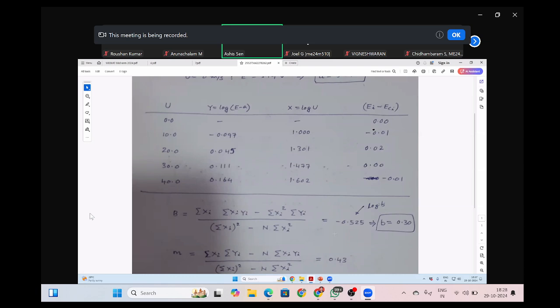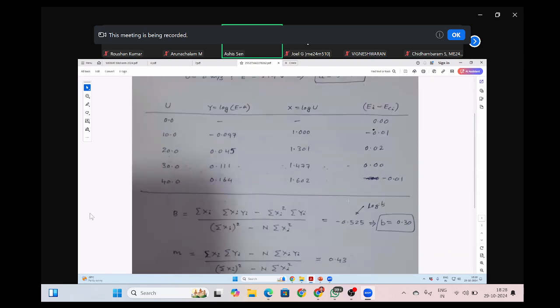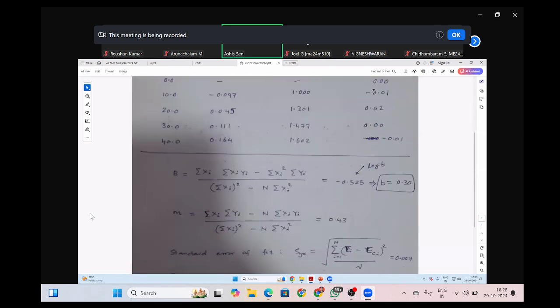This is the capital B. And this capital B is nothing but log of small b. So this is basically log of small b. That means small b is 0.30. So you not only have the value of capital B, but you also have the value of small b.